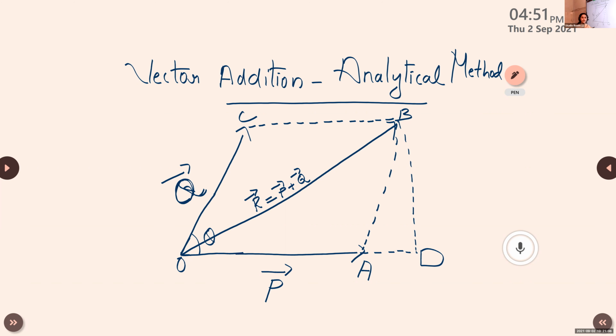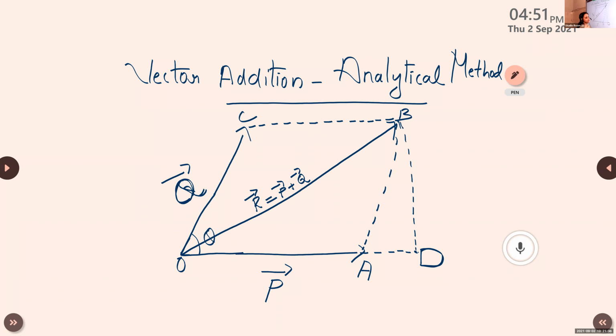So to apply this analytical method, we extend the region OA. The region OA is extended, and we draw another line from the point B that is perpendicular to the extension. It is joined at a point, and we take that point as D. Now we can observe the triangle OBD.